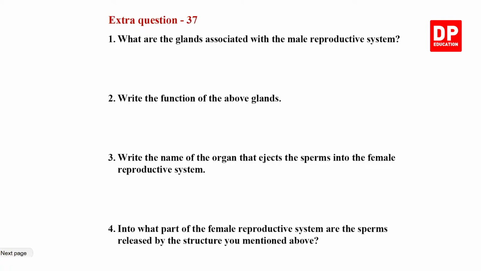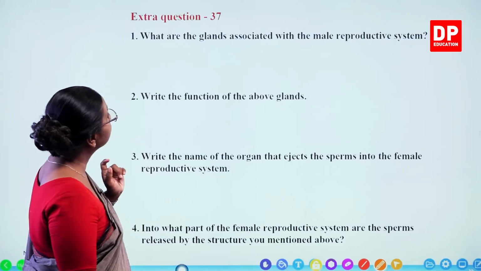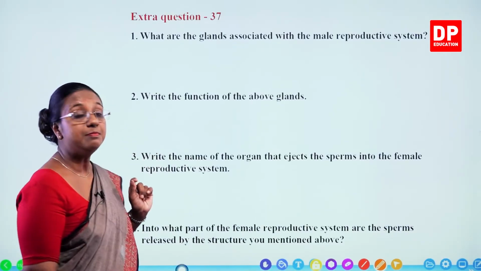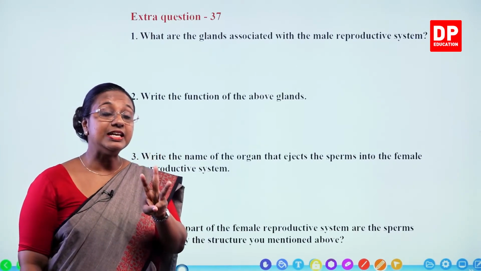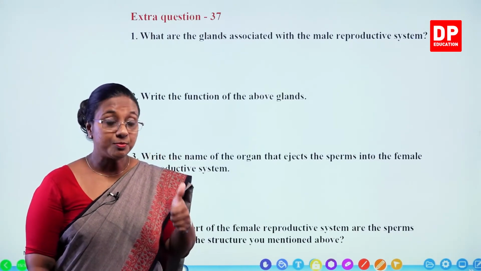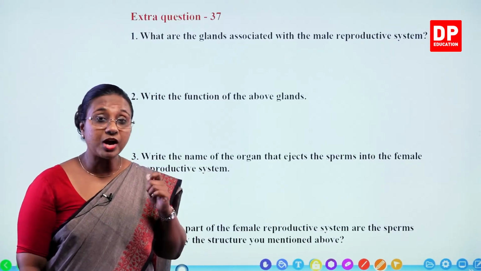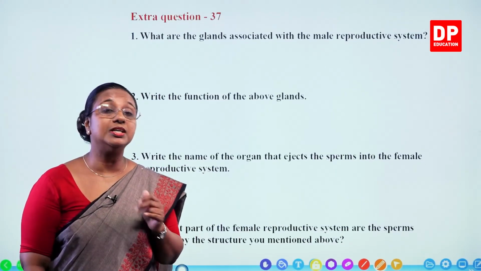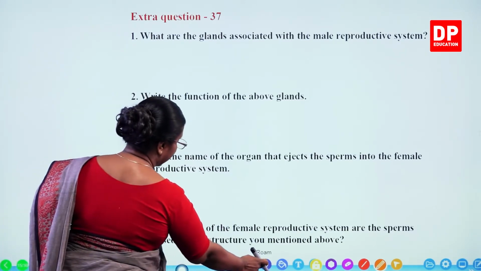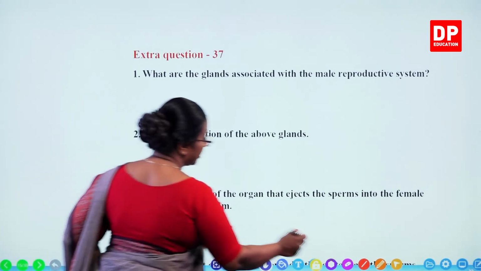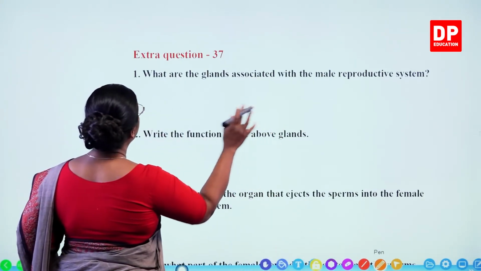Extra question 37. What are the glands associated with the male reproductive system? You are familiar with those glands. There are 3 glands. What are they? One prostate gland, a pair of Cowper's gland, and also a pair of seminal vesicles. So that is what you need to write here. You don't have to mention the pair. You need to write the glands only.